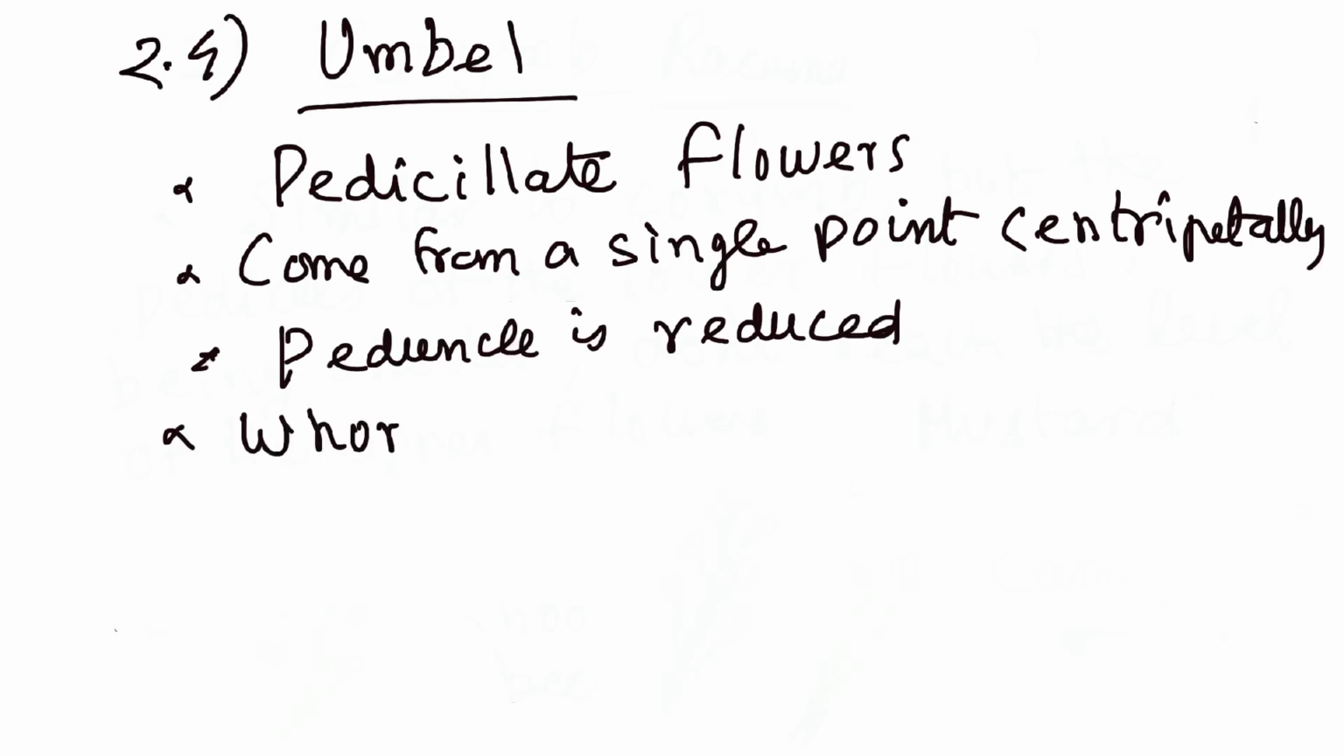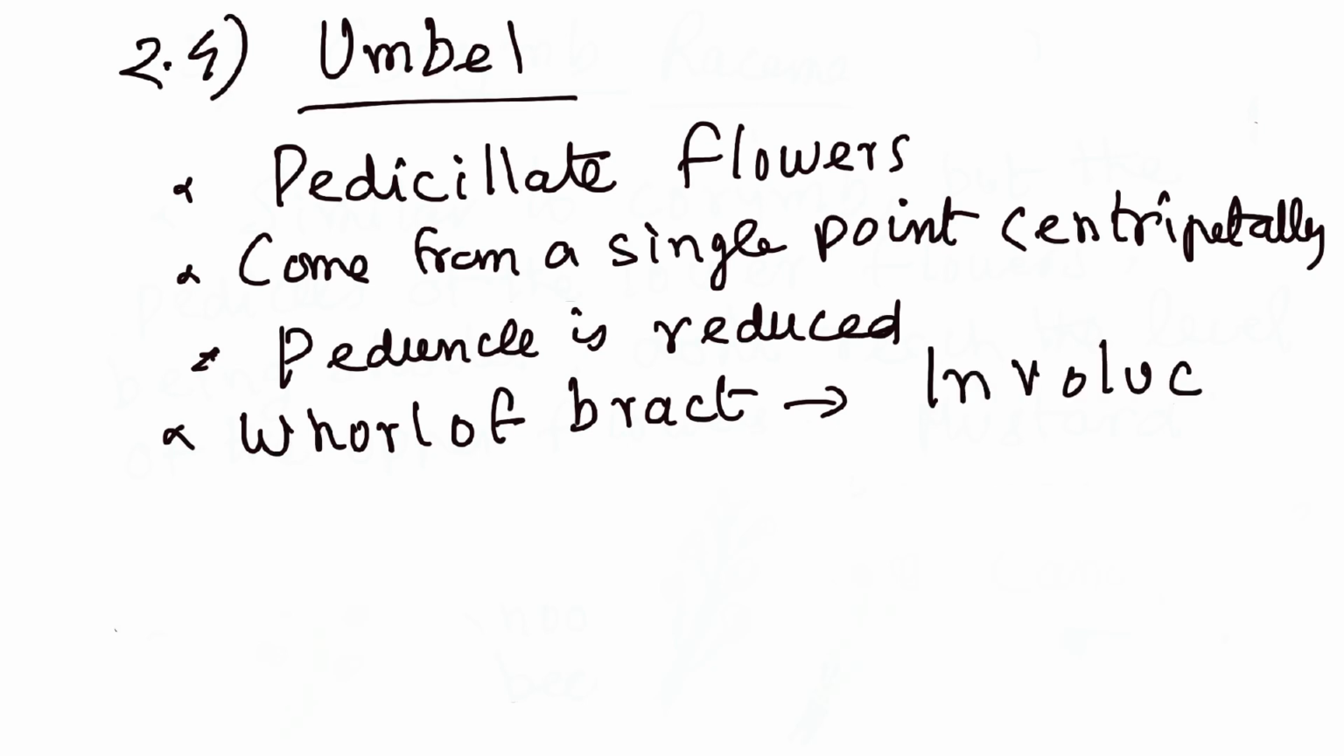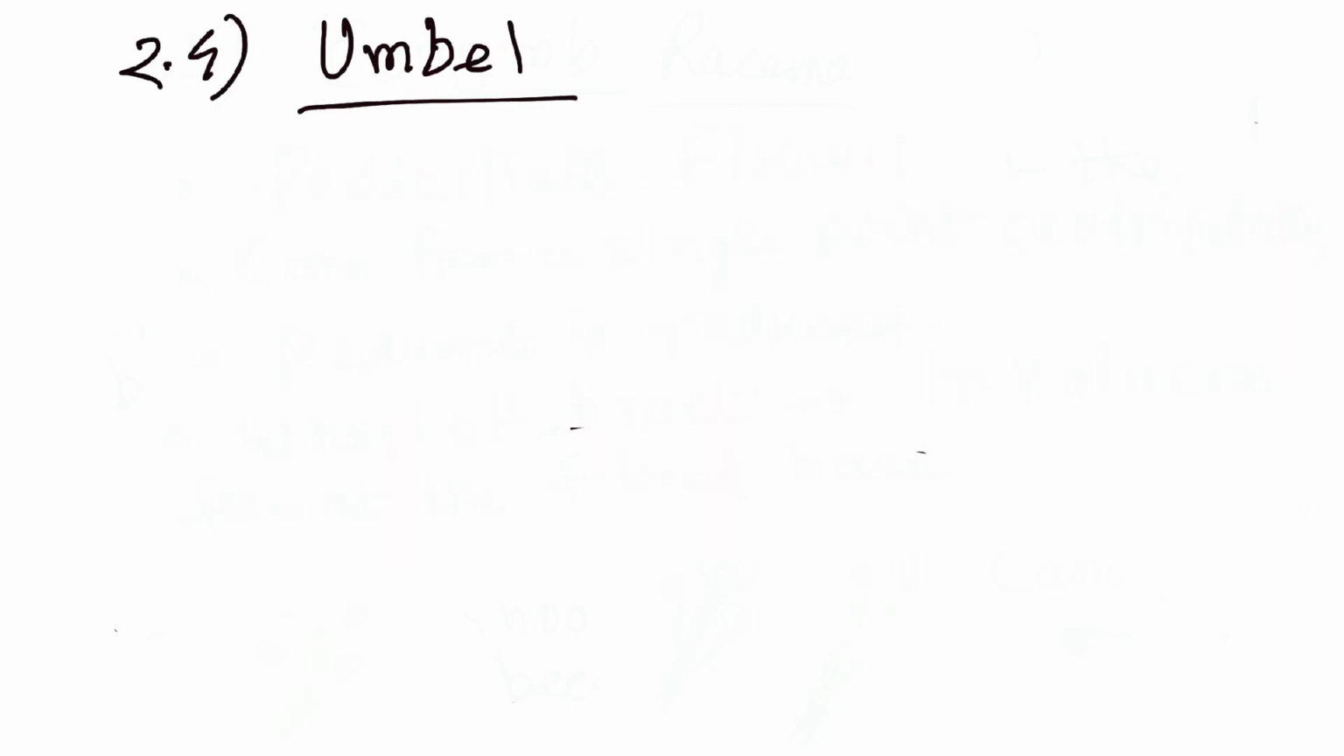And the development of the peduncle is reduced. That's another very important point. And a characteristic point which is very important from the examination point of view is the fact that there is a development of a whorl of bracts. That means a ring-like structure consisting of bracts called the involucre. So involucre is a characteristic feature of this particular type of inflorescence.